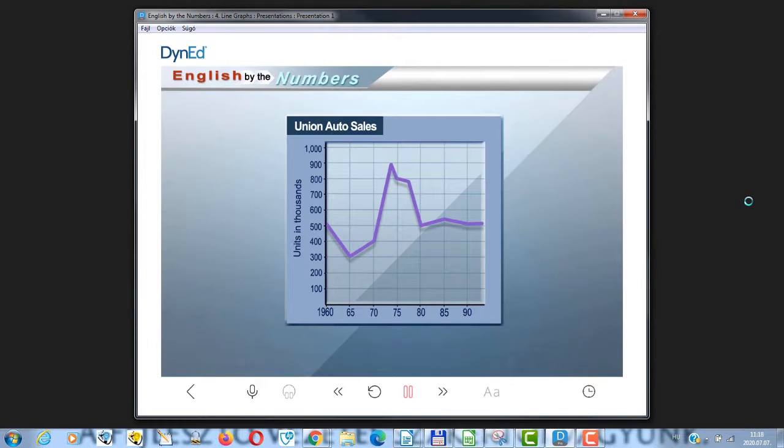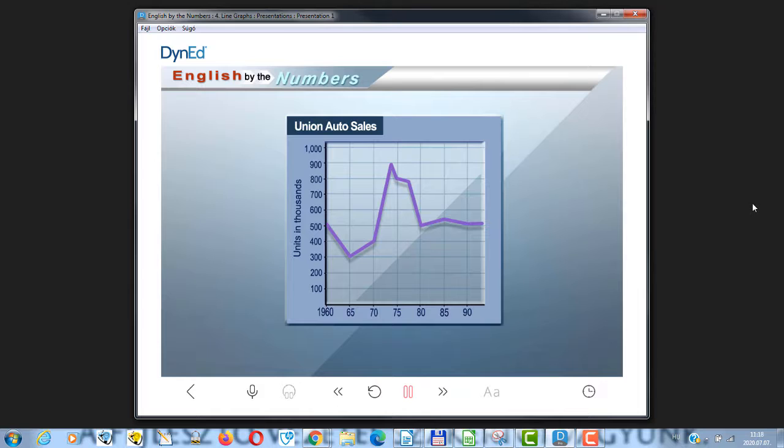This first example shows how auto sales at Union Motors have changed since 1960. In 1960, sales were about 500,000 units. From 1960, sales declined to a low of around 300,000 in 1965. From 1965, sales increased steadily until they reached a high of around 900,000 in 1974.